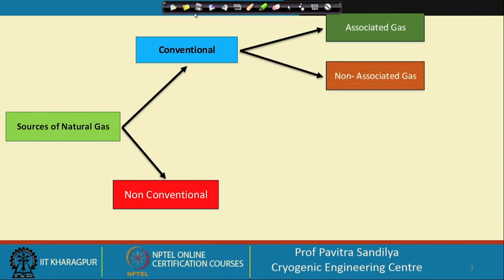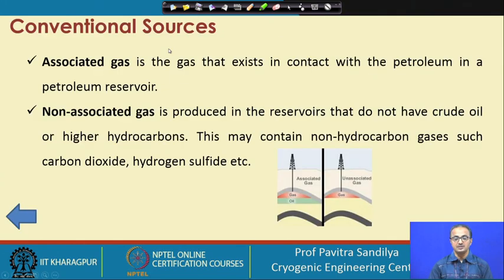In the conventional sources, we have again two types. One is associated gas and another is the non-associated gas. Now, let us see what we mean by these. When we talk of associated gas, we mean those gases which are in contact with the petroleum in a petroleum reservoir, and by non-associated gas we mean that the natural gas is staying alone without any associated petroleum. Now, these non-associated gases may contain some non-hydrocarbon gases like carbon dioxide, H2S, etc.